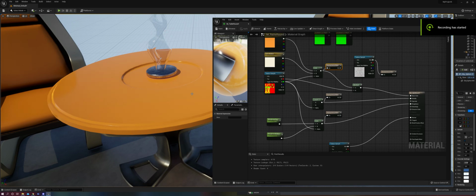Hey everybody, just wanted to make another quick video talking about one node that can improve the performance of almost any shader, and that is the Vertex Interpolator. What the Vertex Interpolator does is perform calculations on the vertex shader instead of the pixel shader.